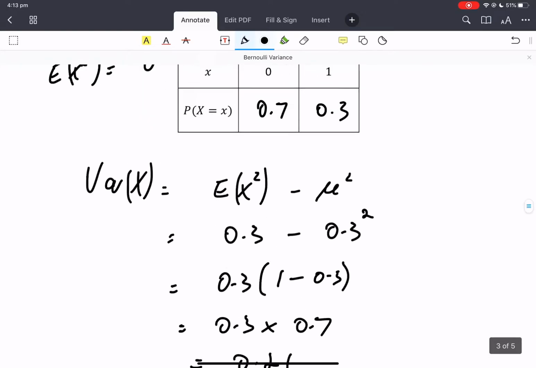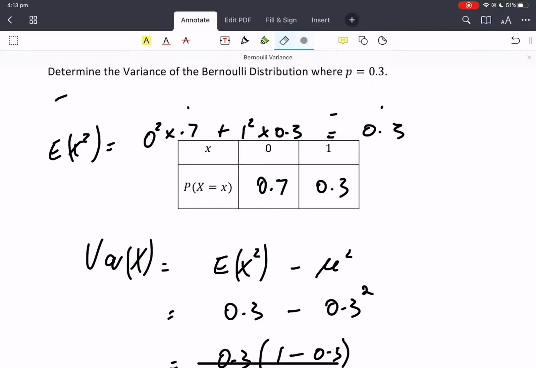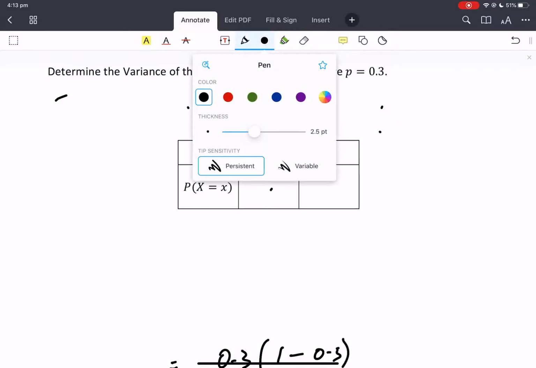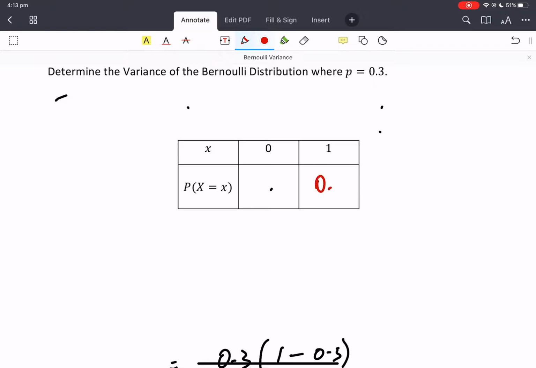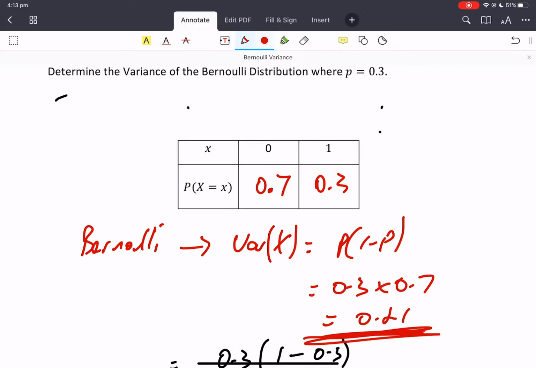Do we need to do all of that in the test? Not in an external exam? Probably not. They can't make us do that. If we can validate that it's a Bernoulli situation, we can just go straight to it. Let's do it in red so you can see it. We're going to go 0.3, 0.7, Bernoulli equals p(1 minus p) equals 0.21. Can't stop us doing that.